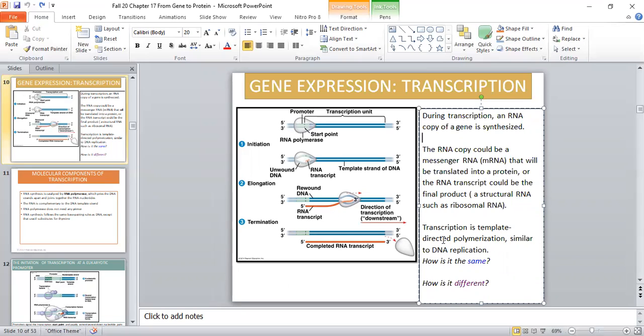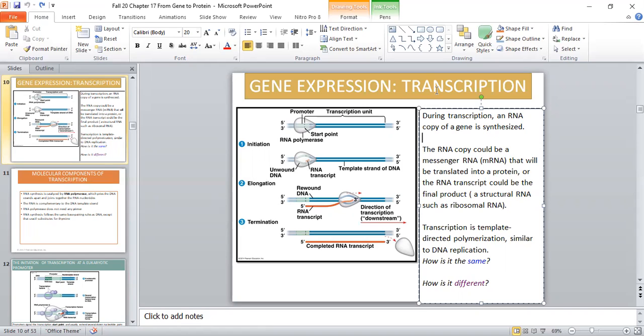Transcription is a template-directed polymerization, similar to DNA replication. What is template-directed polymerization? One strand acts as the template strand and the other strand is the coding strand. Remember? The 2 strands of DNA are there: one is the coding strand, the other is the template strand. So one acts as a template, and the coding strand is responsible for its own copy, its mirror image.